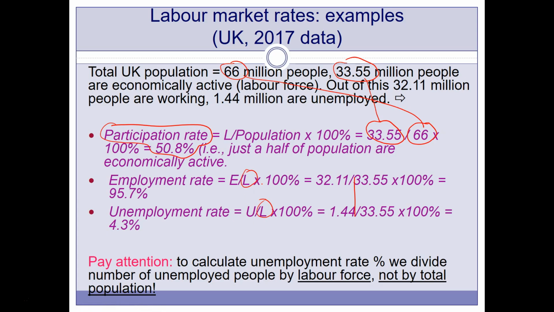By labor force. What is the number of employed? It's 32 million. What is the number of unemployed? It's 1.44 million. And we divide this by our labor force, not by total population. We divide this by 33 million, not by 66. And as a result, we will be able to calculate the employment rate, which is about 95.7%, and unemployment, which is just over 4%. In other words, please make sure that you remember this for your exam. To calculate unemployment rate, we divide the number of unemployed by labor force, not by total population.